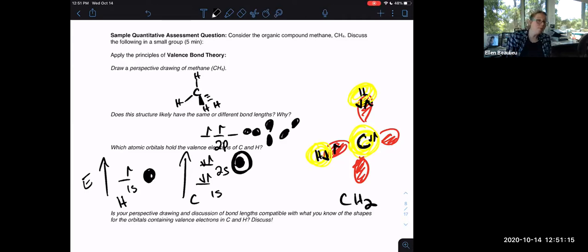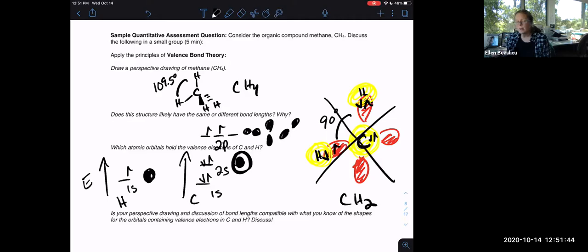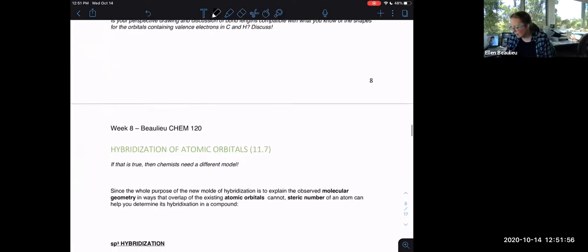No. The shape that we see for methane is tetrahedral. We have 109.5 degrees. If we were to use the atomic orbitals that we know about for carbon, the angle here is 90 degrees. That's not what we observe. The formula here is CH4. If we were to use what we know about the atomic orbitals that need a friend, we would predict CH2 as the formula for methane. So the atomic orbitals that we know about are not enough to explain what we observe when we look at methane in a bonding way. So we need a different model.